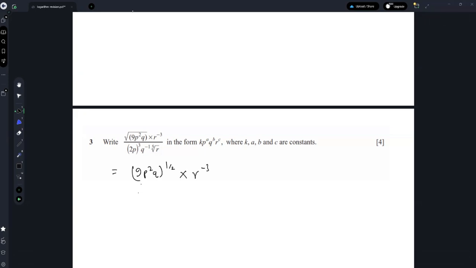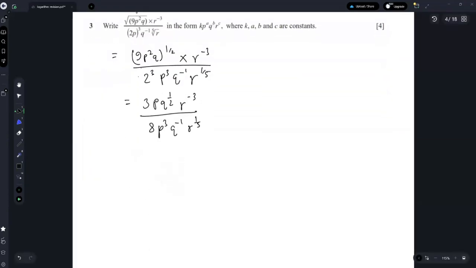times r to the power minus 3, divided by 2 cube times p cube, q to the power minus 1, r to the power 1/5. So I get 3 because cube root of 9 is 3, p q to the power half, r to the power minus 3 divided by 8, over p cube q to the power minus 1, r to the power 1/5.